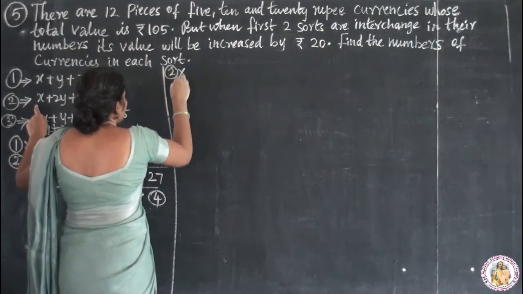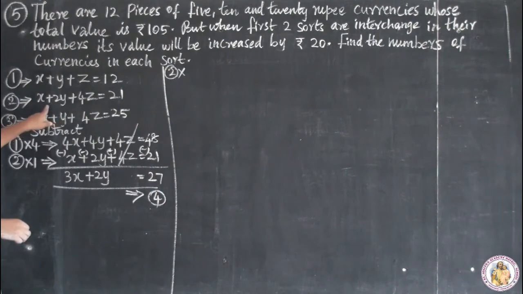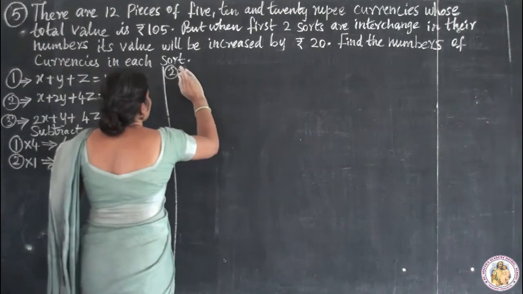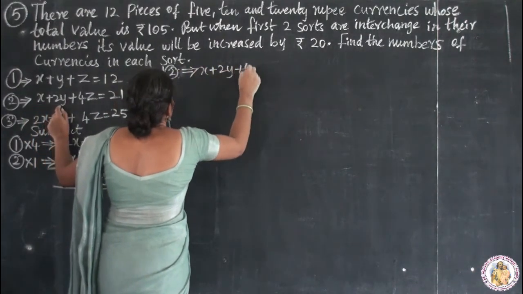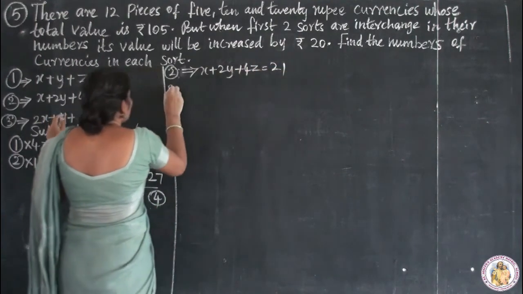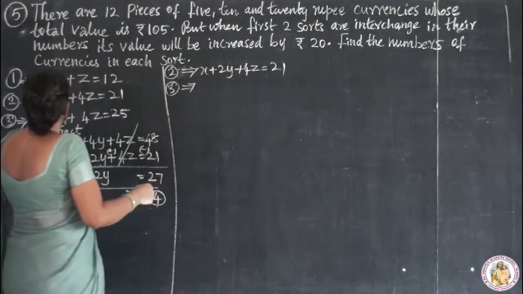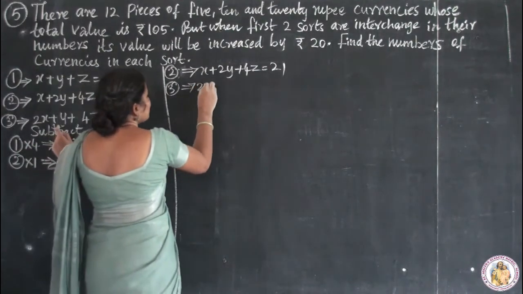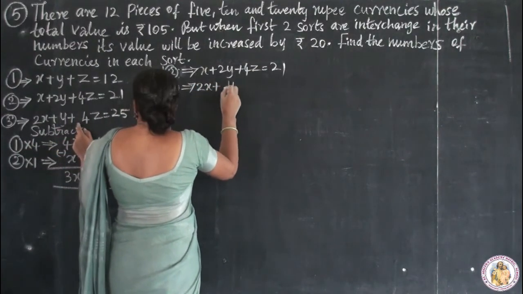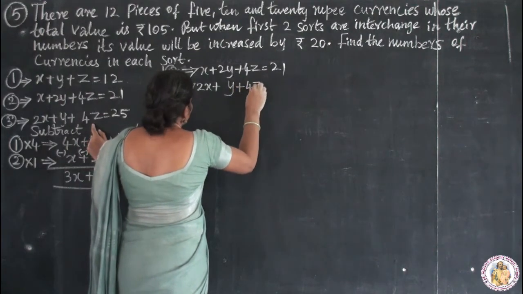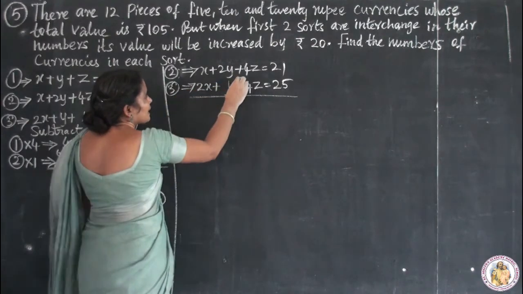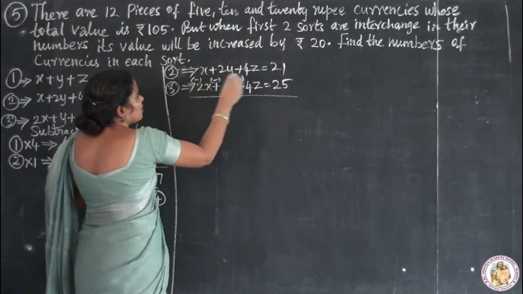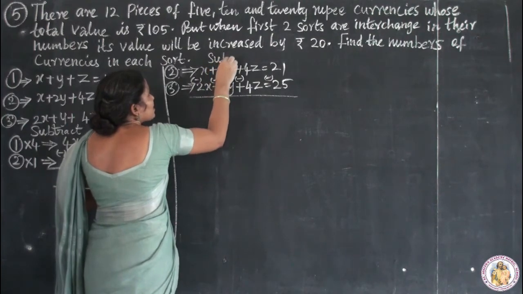Now taking second and third equation. Second equation is multiplied with, so we have 4z and 4z commonly. Need not take as it is. Second equation x plus 2y plus 4z is equal to 21. Third equation 2x plus y plus 4z is equal to 25. So change the sign so that you can cancel z. You are doing subtraction.